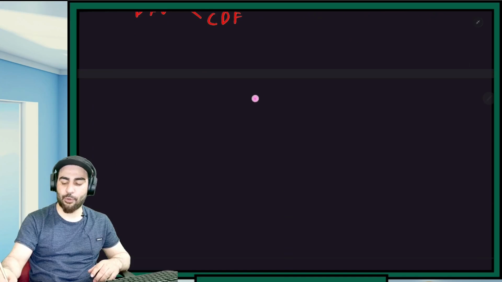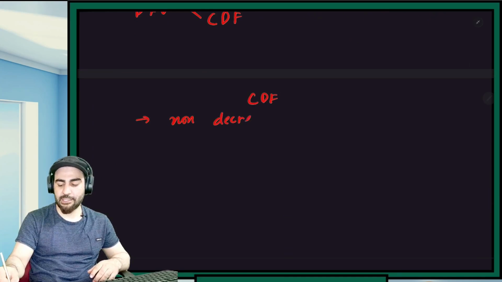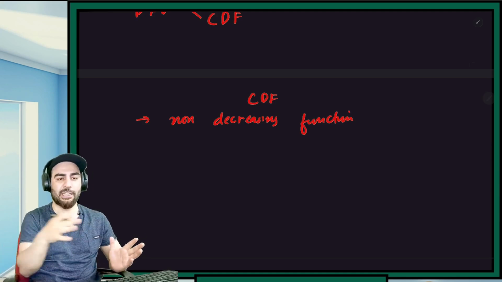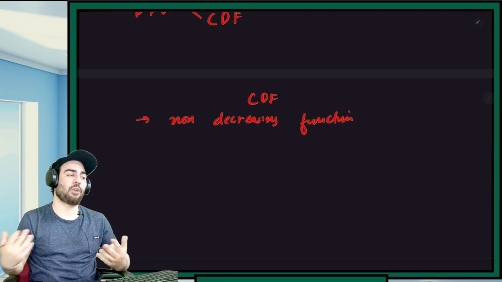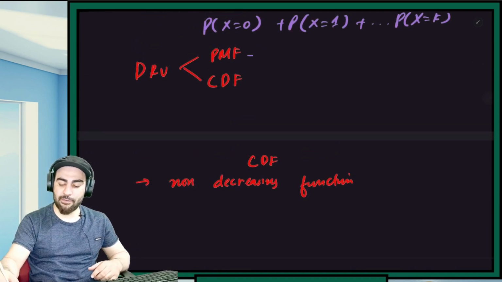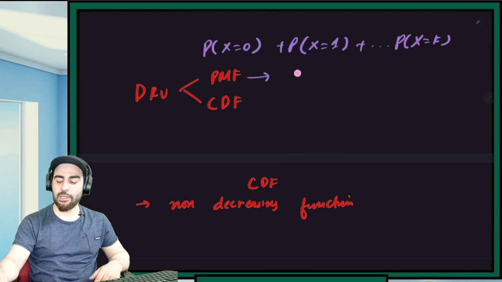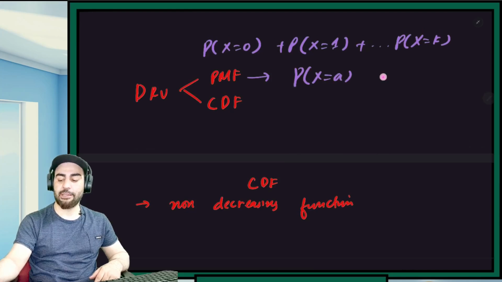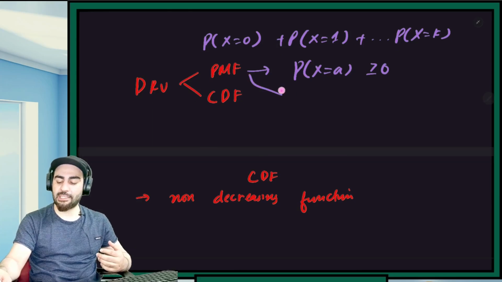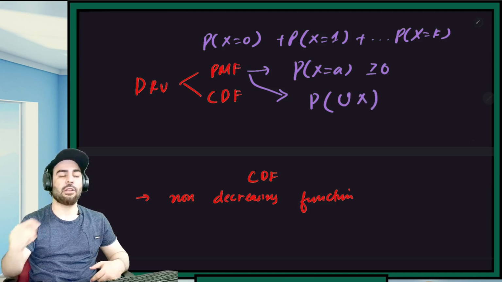The CDF has some properties. It's a non-decreasing function. Why is it non-decreasing? Because you clearly know that I'm just adding, I'm cumulating. It is not possible that I'll add a negative value, because probability is never negative. Probability is always non-negative. We have also seen the PMF properties. The probability that x takes a value a should be greater than or equal to 0, because it should follow the axioms of probability. And one more thing I said is that the probabilities of all of these x values should sum to 1.